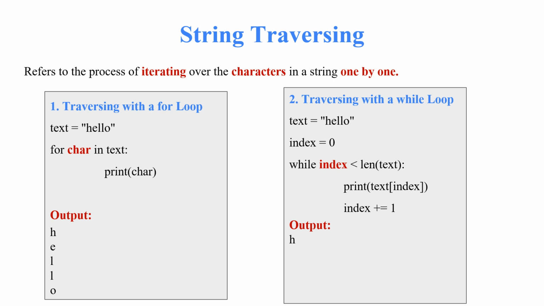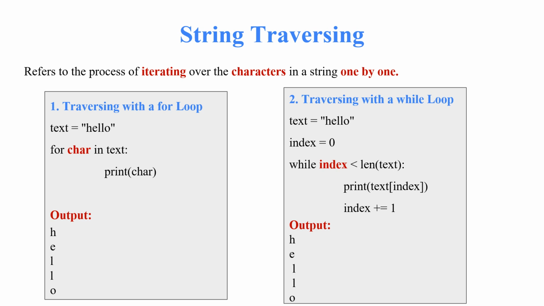Then index will be incremented to 1. 1 is less than 5, then it will be printed. The next character is e. Next again index is incremented to 2, so text[2] is going to print l. Then again index will be incremented. So next l and o. Till the end of the string is reached and the condition is false, this complete loop will be executed.